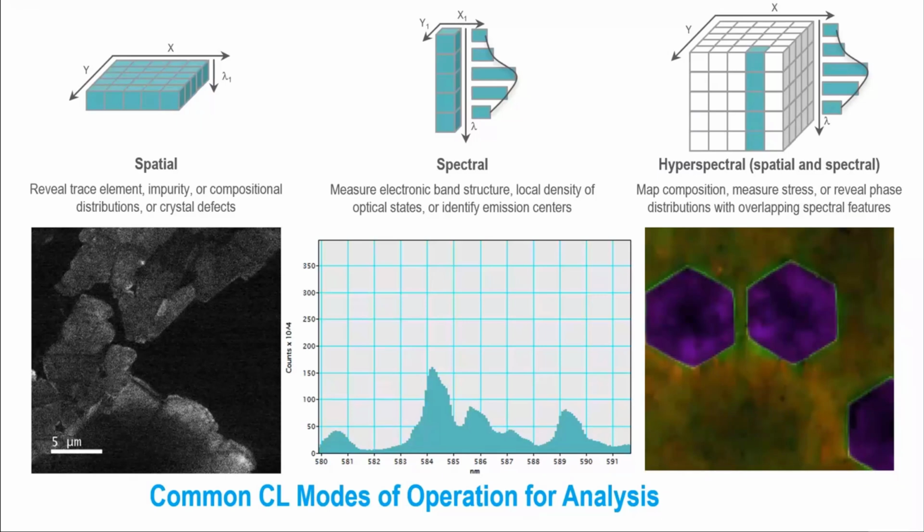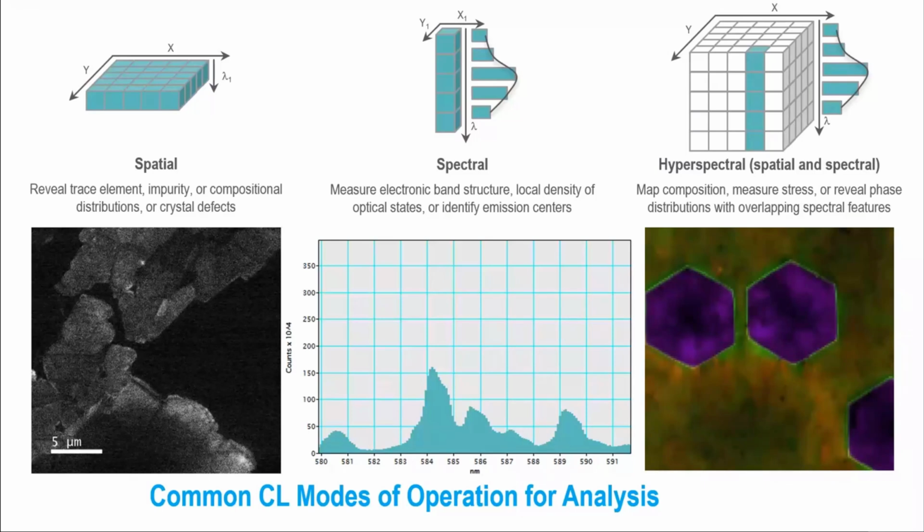And these three different types of analysis allow us to understand the variation in the emission centers in our material. It could be trace elements or crystal defects in the material or impurities. And of course, then understand the mechanisms behind those emissions too. So we can understand the electronic band structure of semiconductors, for example, look at the local density of optical states, or identify the emission centers in the material.